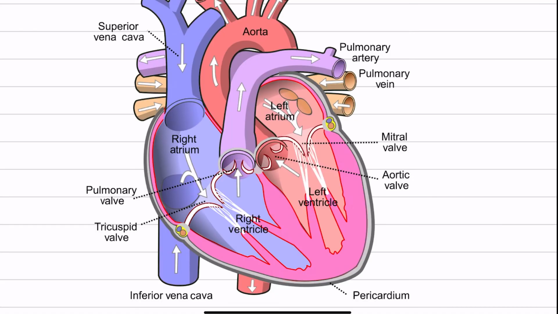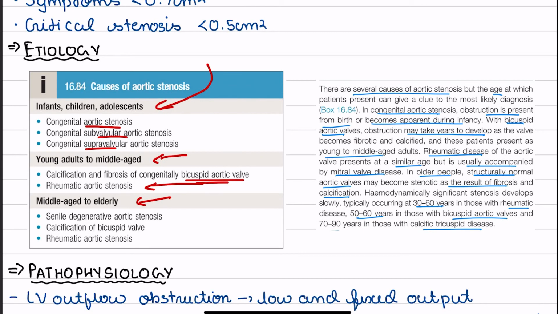Normally the valves between the atria and the ventricles are bicuspid valves. That is, they only have 2 leaflets, whereas the valves between the ventricles and the outflow, that is the right ventricle and the pulmonary artery, and the left ventricle and the aorta, are tricuspid valves. That is, they have 3 leaflets or cusps. So when one of these leaflets is absent congenitally, it leads to a bicuspid aortic valve.